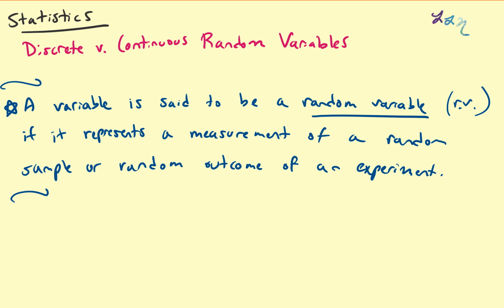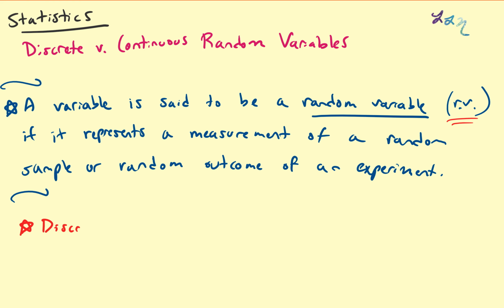Well, a random variable, which I'll represent simply by RV for abbreviation, is something that represents a measurement of a random sample or random outcome of an experiment. And let me demonstrate with an example. But before I do that, let us define the difference between discrete and continuous.